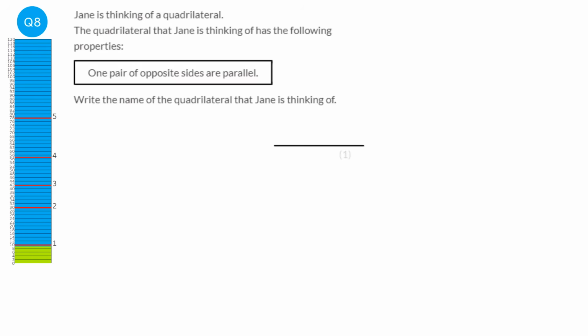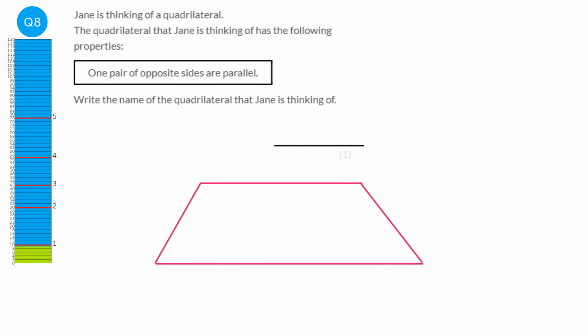If we tried to draw a quadrilateral with a pair of parallel sides, and then, it's a quadrilateral, so join them up, it's got 4 sides, then the shape we draw will always be a trapezium. So our answer is that it is a trapezium. Now you might think that a rectangle and square do have one pair of parallel sides, but they actually have 2 pairs of parallel sides. The definition of a trapezium is that it has just 1 pair of parallel sides, and any quadrilateral that has 1 pair of parallel sides is a trapezium.